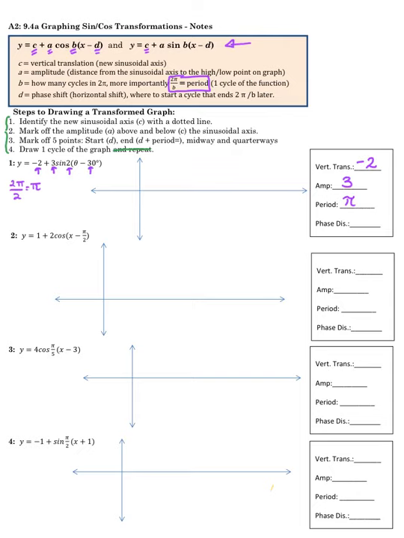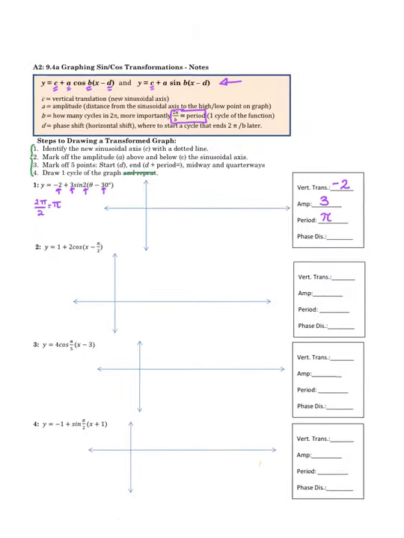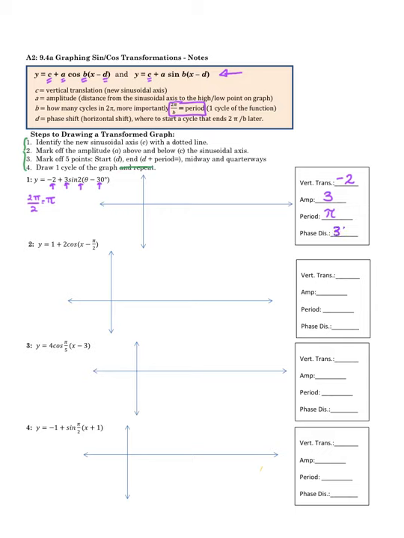And where am I going to start? That's what this D value tells you. Remember, it always kind of works the opposite. So you're going to start at 30 degrees. I realize this one is in degrees. It's not bad to know how to do both. Degrees actually is easier. So let's start this off.